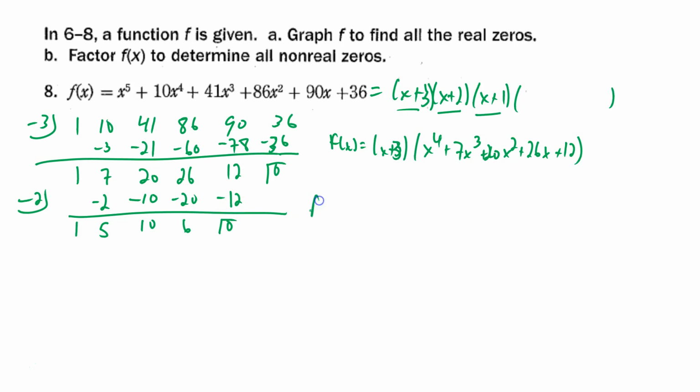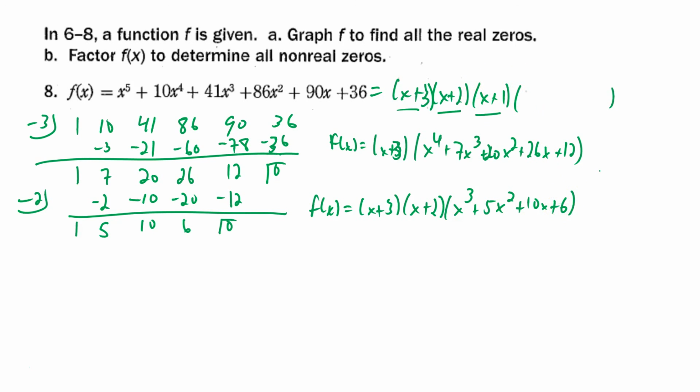So at this point I have f of x equal to x plus 3, x plus 2, and what I have left is x cubed plus 5x squared plus 10x plus 6. And what's still hiding in there? In the cubic polynomial, I still have an x plus 1 hiding in there that I can pull out.